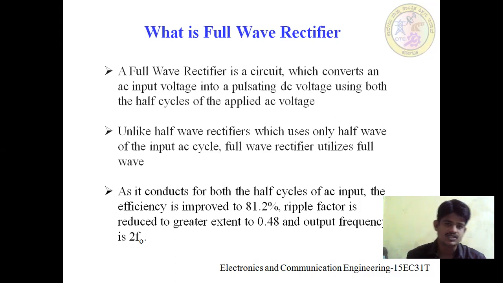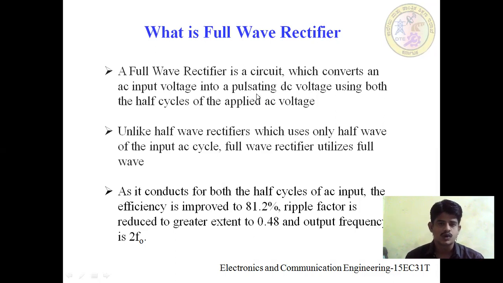But today we are discussing the full wave rectifier. As the name indicates, it operates for the full wave of the input. So during the positive half cycle and during the negative half cycle, the output will be present. That is why it is called a full wave rectifier. Whereas the half wave used only one diode, the full wave uses two diodes or four diodes. Depending upon its classification, we will deal with this next.